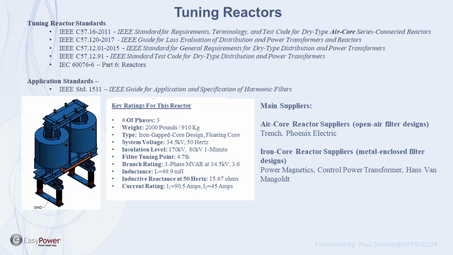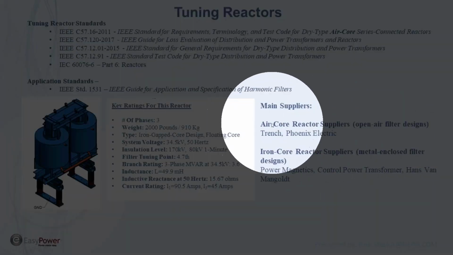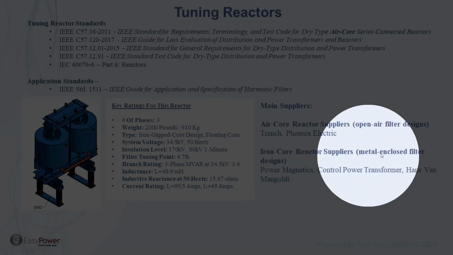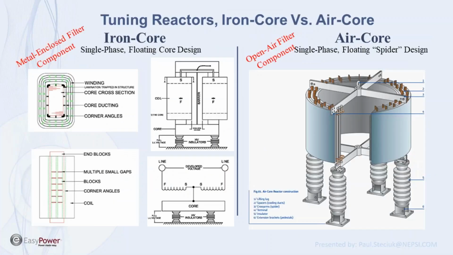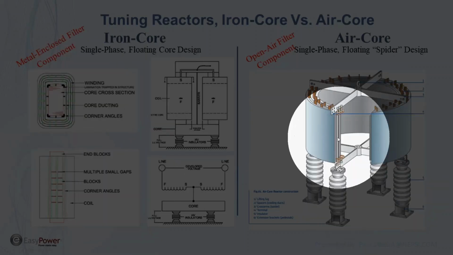You want to make sure they understand what a harmonic filter reactor is, and that they are a regular supplier of filter reactors. And this is especially true for iron core, but it's also true for air core. So I put down the suppliers for air core and for iron core reactors here. For tuning reactors, we have iron core on the left, and we have air core on the right.